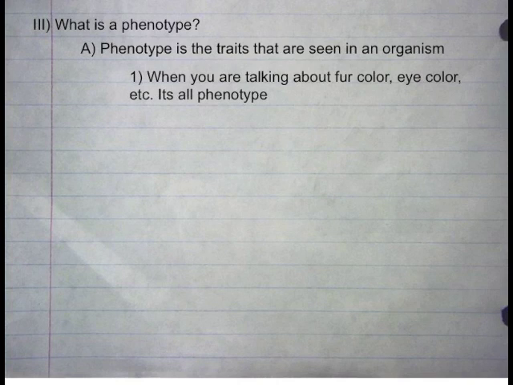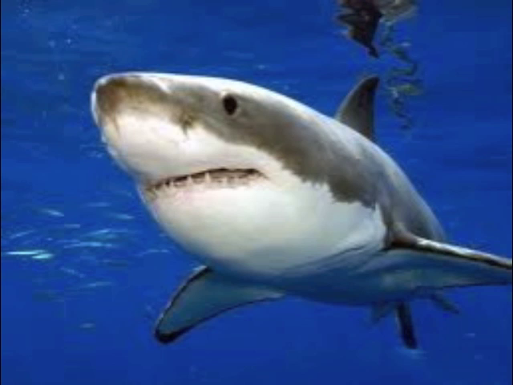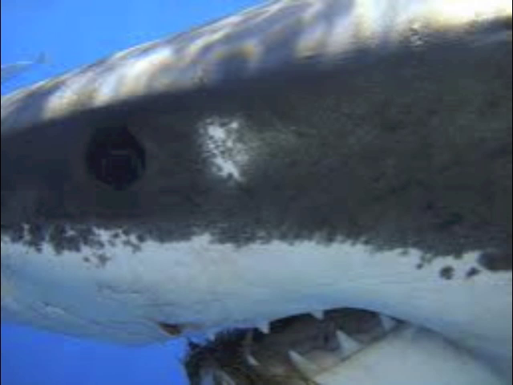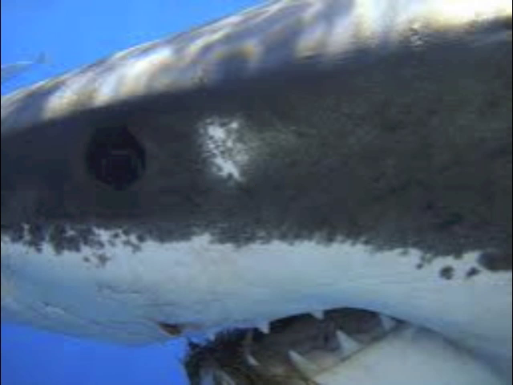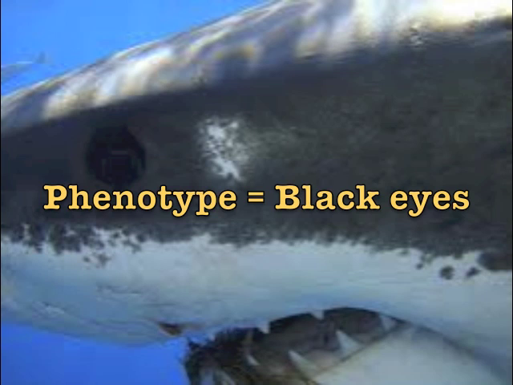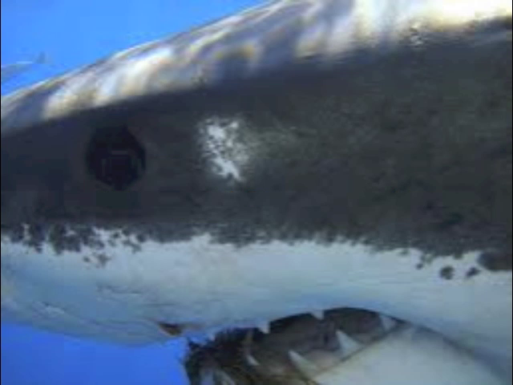What is a phenotype? Phenotype is the traits that are seen in an organism. When you are talking about fur color, eye color, it's all phenotype. With a phenotype, we're looking at what the alleles actually make, or the traits that we're seeing. For example, if we looked at this shark and did some genetic analysis, we would see that it's big B, little b. However, that's talking about the genotype. The phenotype would be the fact that it's got black eyes, or the trait that's seen.